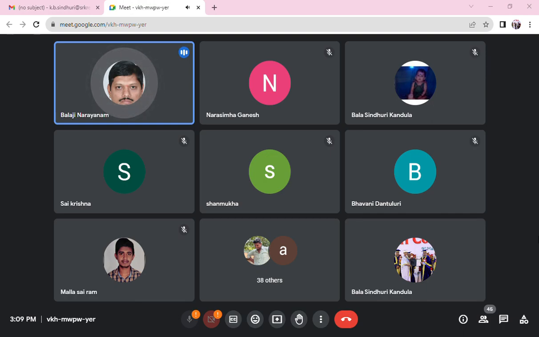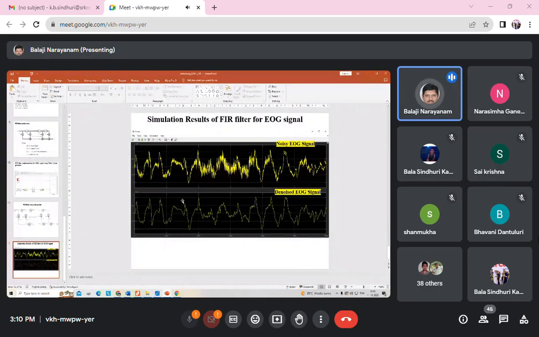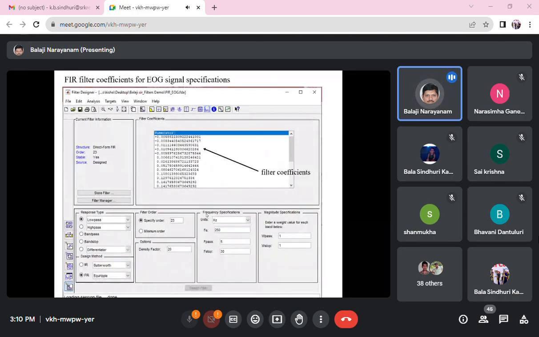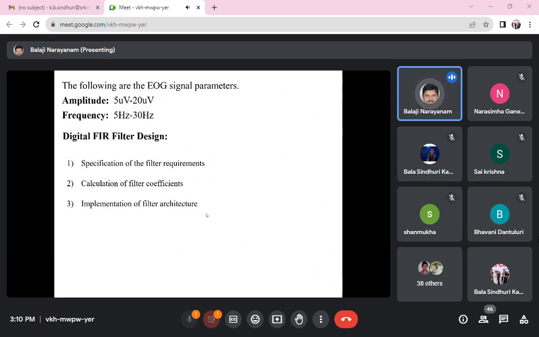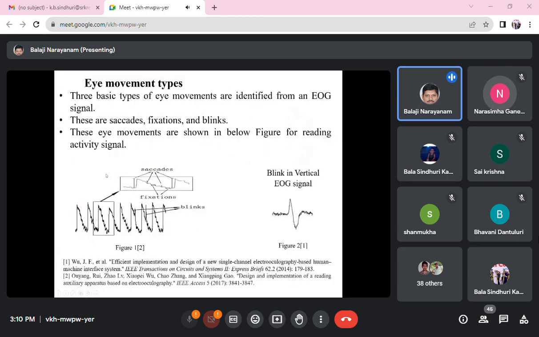Even the same, we can extend it for other biomedical signals, like EOG also, electrooculography. Because the authors have done it for ECG, we have extended it for EOG signals also, electrooculography, and the FIR filter architecture was taken. So, is the presentation visible? Yes, sir. Just an example I have taken is the EOG signal, electrooculography, instead of ECG.